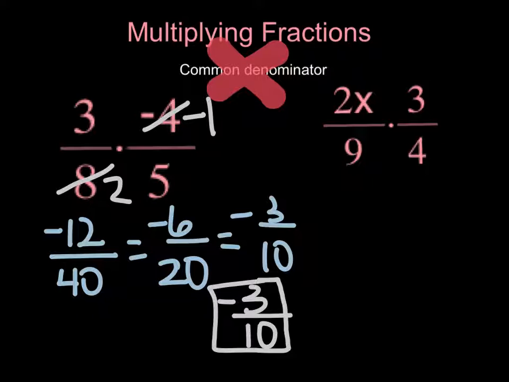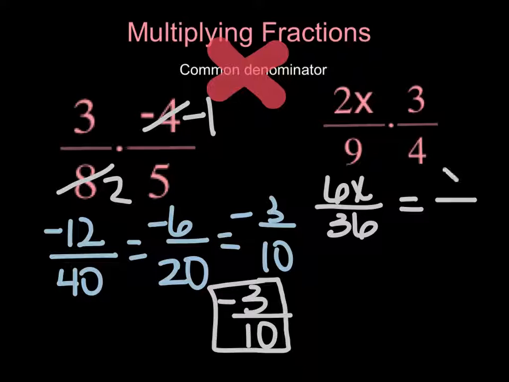The second example I have is 2x over 9 times 3/4. Again, you could just multiply straight across. 2x times 3 gives you 6x, and on the bottom you have 36. Well, you have 6 and 36 as your numerator and denominator, so they can be simplified. You can divide those both by 6, and if you do that, you get 1x, which you don't need the 1, so you would just put x over 6.